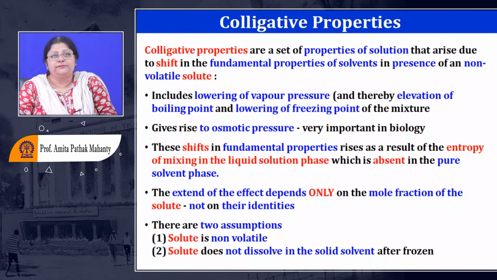The colligative property is a property of the solution, or rather the properties of the solvent, which undergo a change. And what is included? If you remember from your school days, one major one is the lowering of the vapor pressure, and we have the lowering of the freezing point and the elevation of the boiling point of a mixture when a non-volatile solute is added to it. In addition, another fundamental property of the solvent to be looked into gives rise to something very important, that is the osmotic pressure.